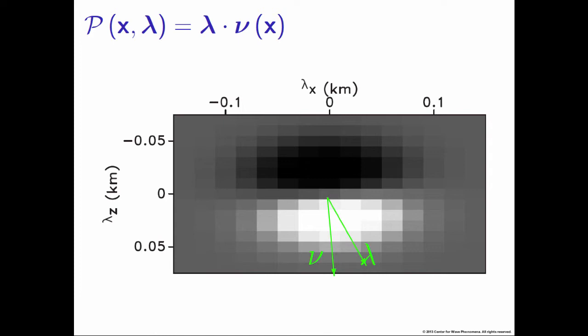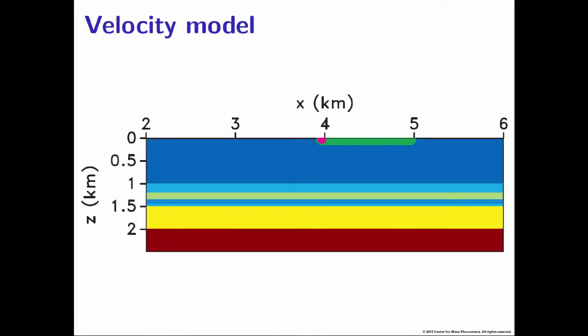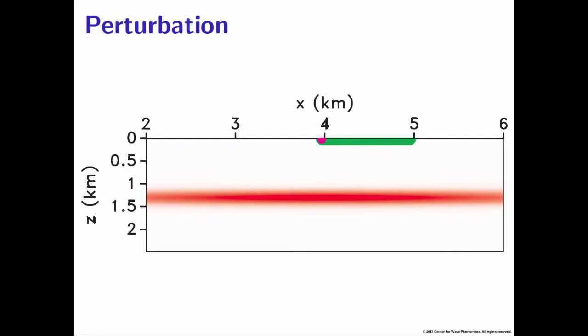If the movement is along the nodal line in this panel, then it means that there is actually no shift up or down relative to the dip of the structure. In the case of migration velocity analysis, this is a measure of correctness of the velocity model. So this is the model I used for generating the data that I then migrated in the previous slides. And this is the perturbation I applied in the monitor for modeling the monitor data set.